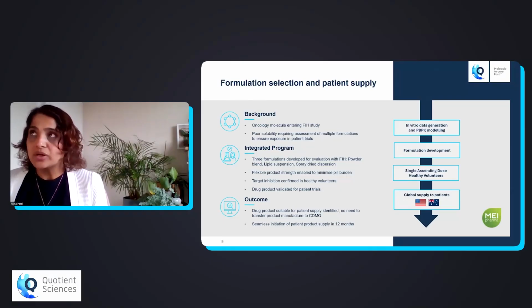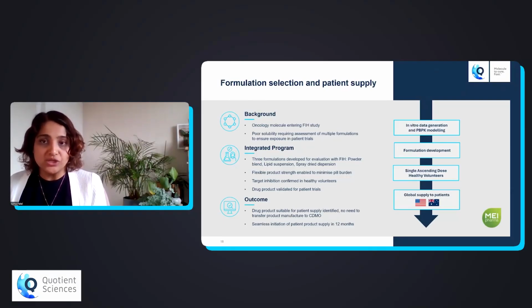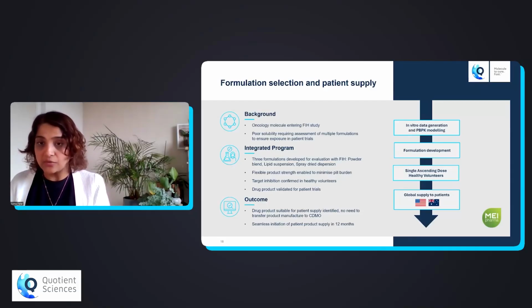The PK modeling was also used, based on in vitro and preclinical data, to predict doses in first-in-human and to follow on for phase 1B trials. And Quotient were able to also then scale up that formulation seamlessly to supply product for future efficacy trials. All of this was completed seamlessly within 12 months.